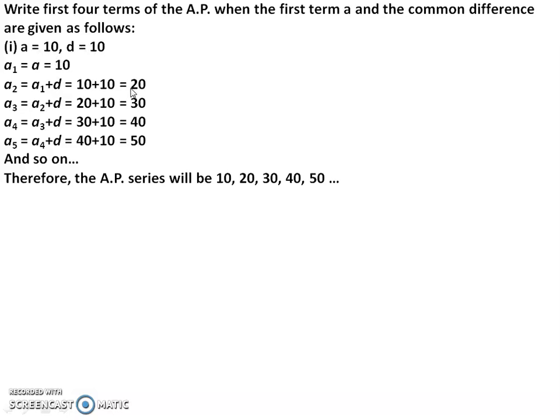10 plus 10, 20. So the second term is 20. 20 plus 10, 30. 30 plus 10, 40. 40 plus 10, 50. So this is how you find the AP if the first term and the common difference are given. Let's see what's next.